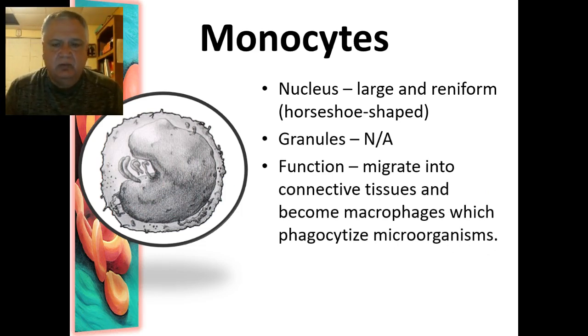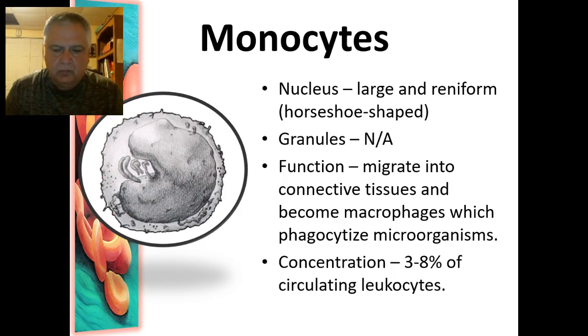The function of monocytes is to migrate into the connective tissues where an infection may be going on. And they can fuse with one another to become large phagocytic cells we call macrophages. And therefore, they can do like the neutrophils, they can phagocytize microorganisms. Concentration of monocytes is about 3 to 8% of the circulating leukocyte population.